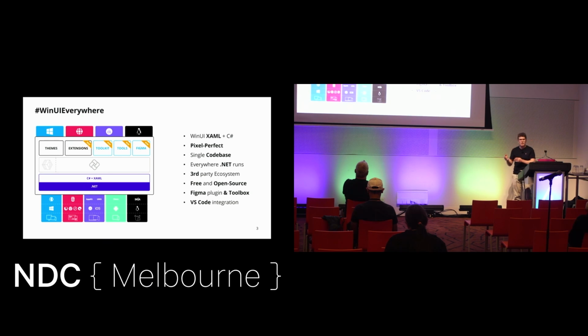That core bit of technology has been around for a while now, and it's to the point where the team are now focusing on building productivity stuff on top of there. So in this diagram, you see the top level concerns around themes, extensions, toolkits, tools, and Figma. Those are all of the stuff that the team are now actively working on to build productivity.